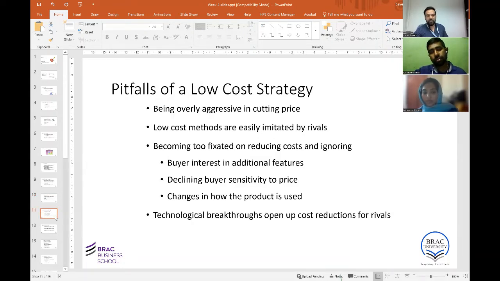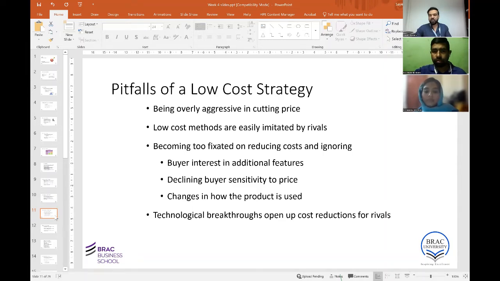Pitfalls of low-cost strategies, or disadvantages, we might say, in other words. Sometimes if you're being overly aggressive in cutting price, your only way that consumers will buy your product is that you have to be the lowest cost provider. Low-cost methods are easily imitated by rivals. So when rivals understand that you're playing only with the cost, someone could always come into the play, and they could also offer an even lower price than what you're offering.